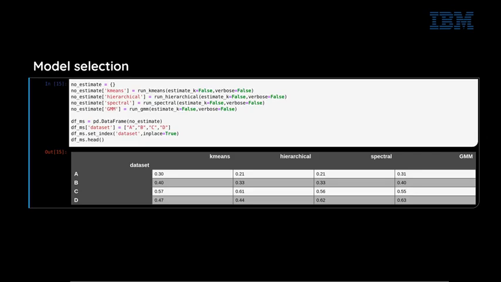Spectral and hierarchical are perfect in the datasets A and B, but the silhouette values do not reflect this. For datasets C and D, the evaluation metric performs as expected. Overall, this experiment shows that there is no one clustering method that outperforms all the rest, and that caution is required when relying on the use of evaluation metrics.